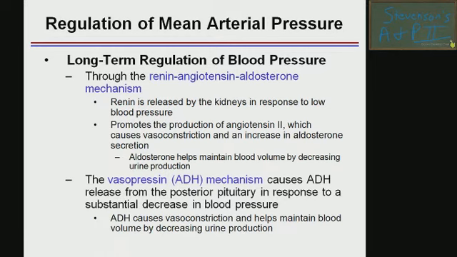And then the vasopressin ADH mechanism. Antidiuretic hormone is released from the posterior pituitary in response to a substantial decrease in blood pressure. ADH then causes vasoconstriction and helps maintain blood volume by decreasing urine production.